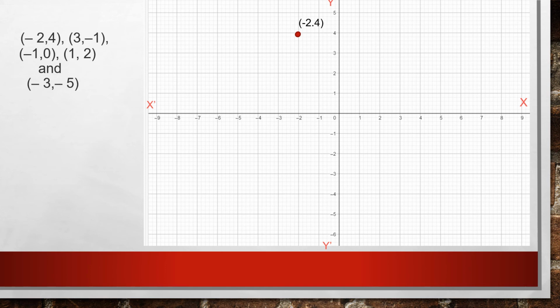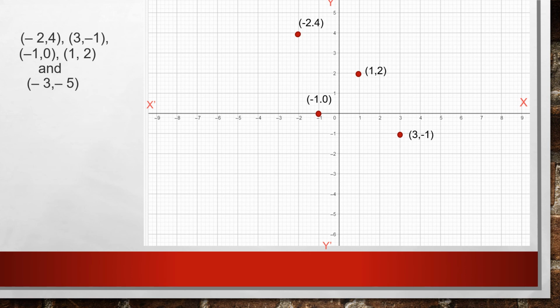Next, 3 comma minus 1. 3 on the x-axis and minus 1 on the y-axis. Both meet here. So this point is 3 comma minus 1. Next one, minus 1 comma 0. Minus 1 you see on the x-axis and 0 on the y-axis. Both meet here. So this is minus 1 comma 0. 1 comma 2. 1 on the x-axis and 2 on the y-axis. Both meet here. So this point is 1 comma 2.